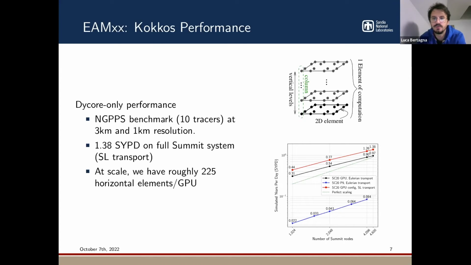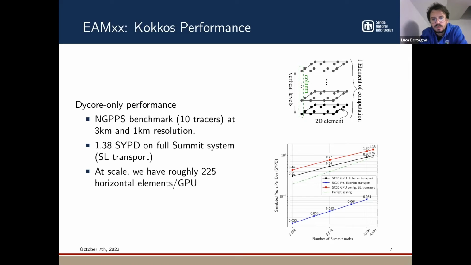So those are the GLL points. And then you extrude this 2D element vertically for a certain number of levels. And that's what we call one element of computation. And one of these always belongs to a single MPI rank. We don't divide this element across ranks.